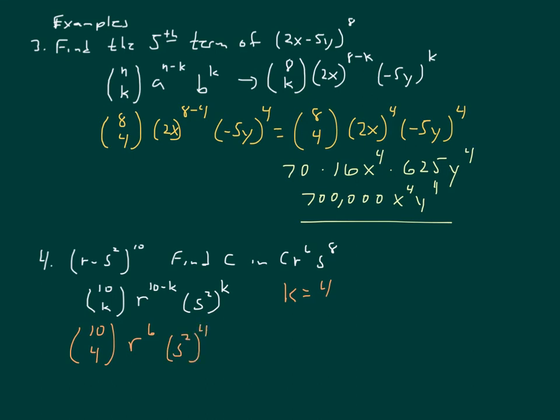Now really all we're looking for is the coefficient. And in this case, since we don't have any number with the r, the s, no coefficient on those, really the only value we need is the 10 choose 4 on this one. And so you can go to your calculator and just do that. And when you do that, 10 choose 4 does equal 210. So c, in this case, would be 210.